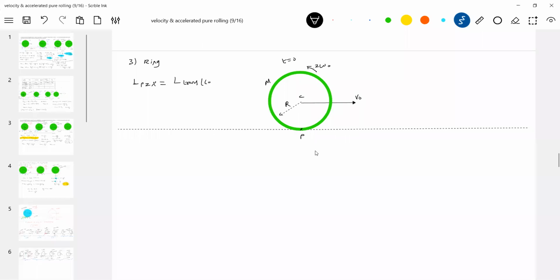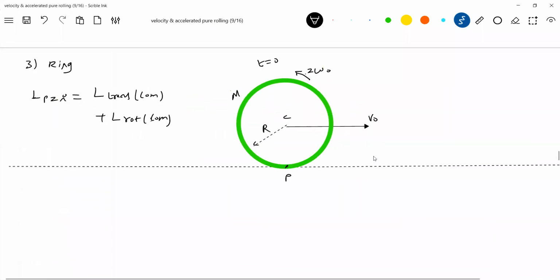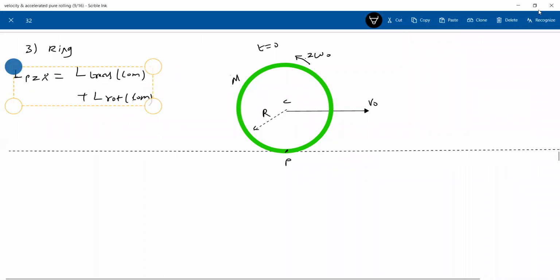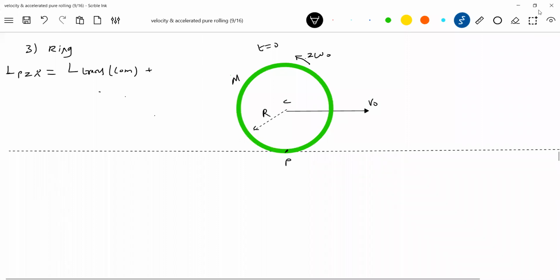Translative motion of center of mass plus rotative motion about center of mass. I think I can make it big, no? Y2.